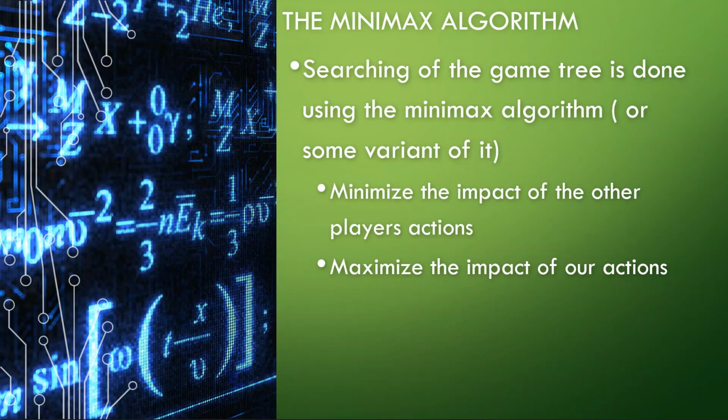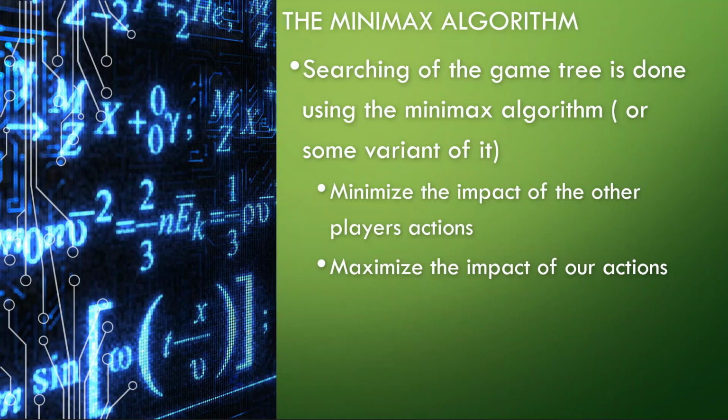So starting with the algorithm, there are lots of other game trees and lots of other algorithms you're working with. We're just going to start by looking at the MinMax algorithm. Its searching of a game tree is done using the MinMax algorithm or a variant of it. It minimizes the impact of the other player's actions while trying to maximize the impact of our actions as it works its way down the tree.